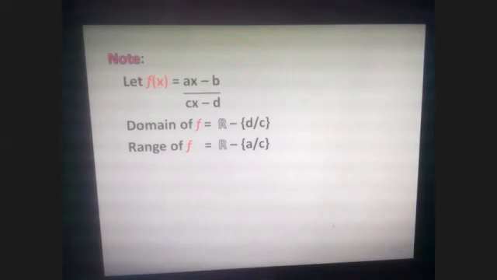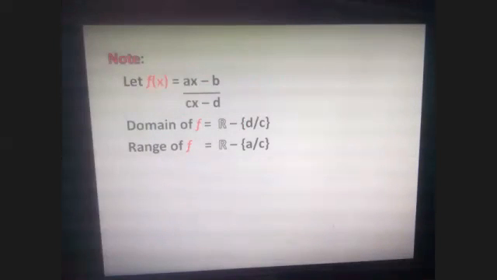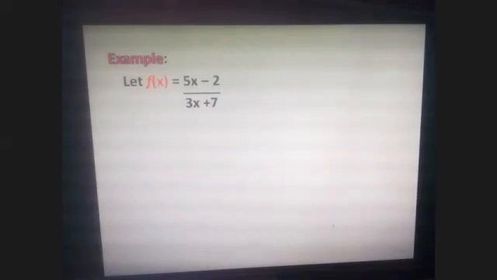Okay, f(x) equals (ax minus b) upon (cx minus d). Domain will be R minus {d by c}, and range will be R minus {a by c}. Can you take this example? What will be the domain? What will be the range?